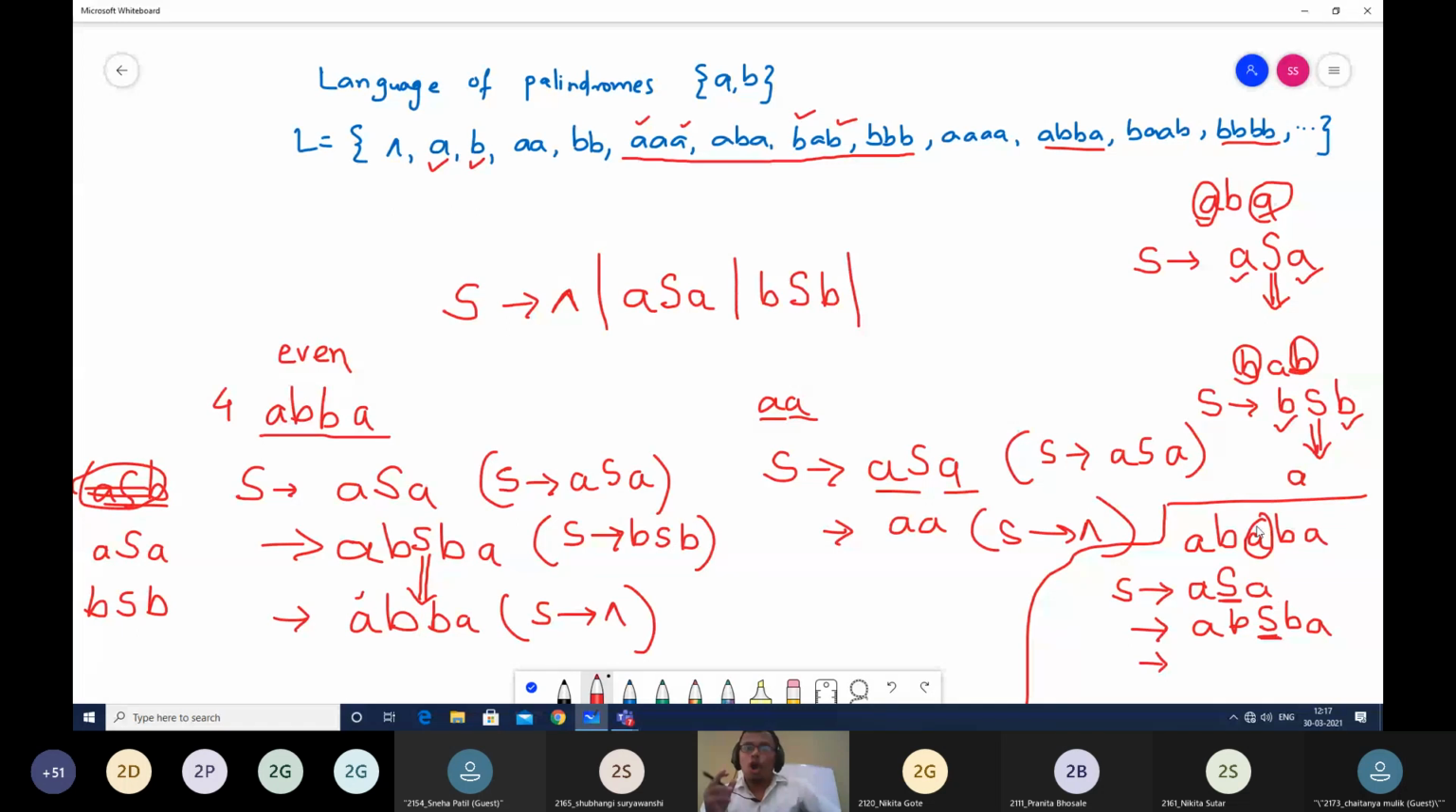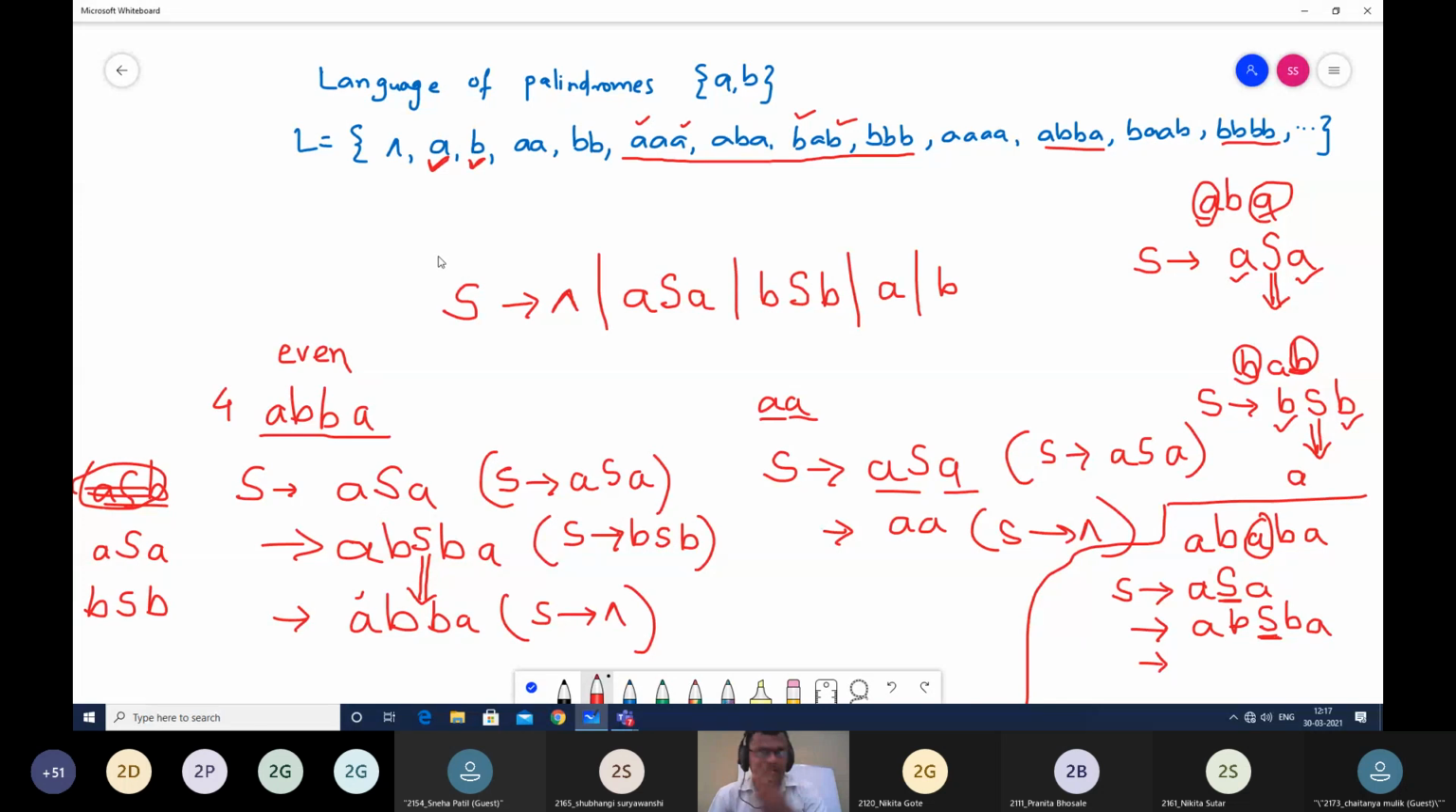So when I am dealing with odd length palindromes, the middle symbol that is remaining is either A or B. So I'm adding two more options to this production rule, that is either A or B. With this, my only A and only B, that is one length palindromes, also get accepted by my grammar. So my final grammar looks like this: S gives null or ASA or BSB or A or B.